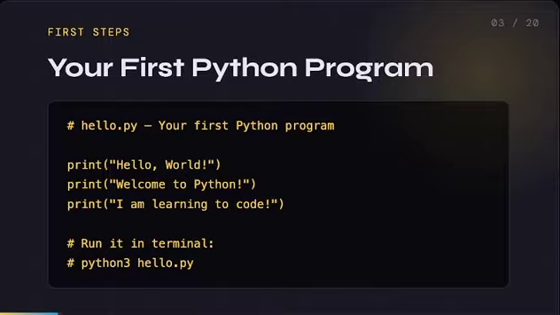Save the file, open your terminal, navigate to the folder where you saved it, and run python3 hello.py. You should see the text printed out. Congratulations, you just wrote and ran your first Python program.